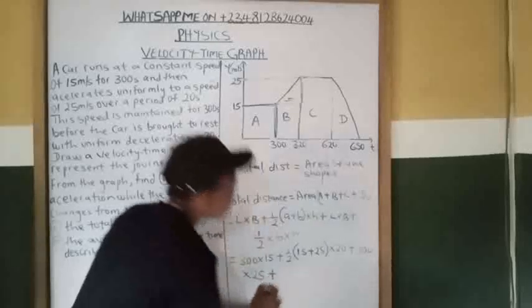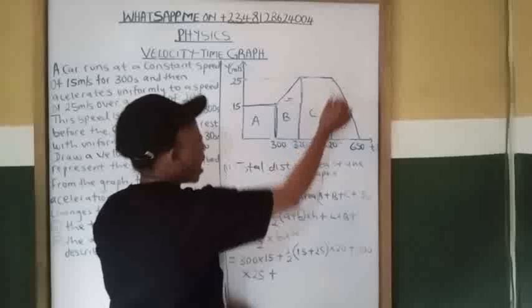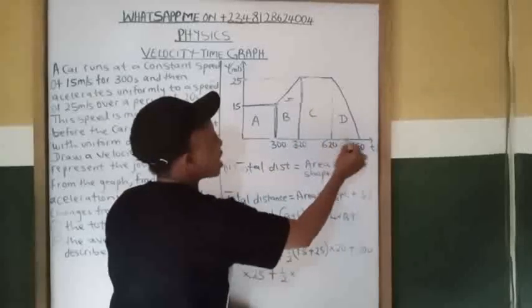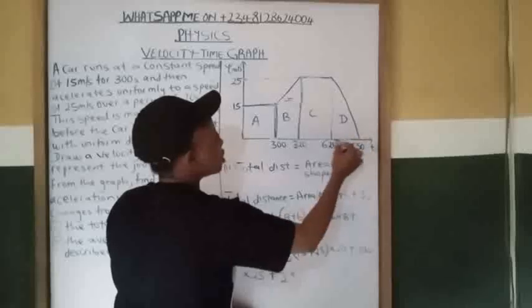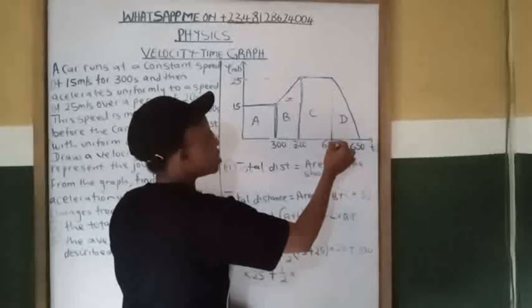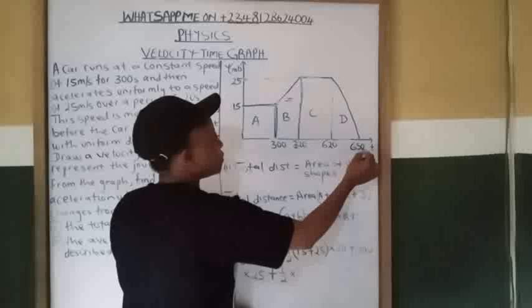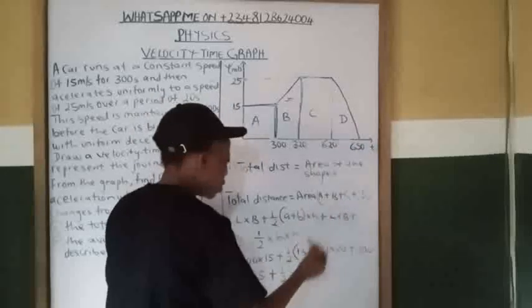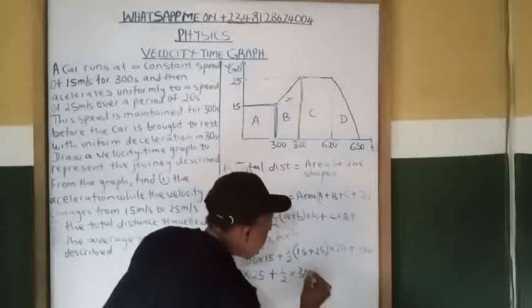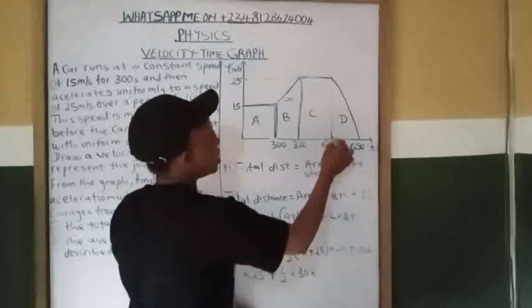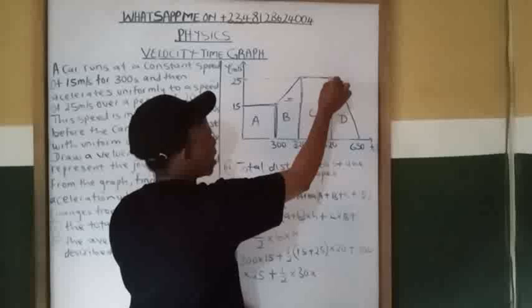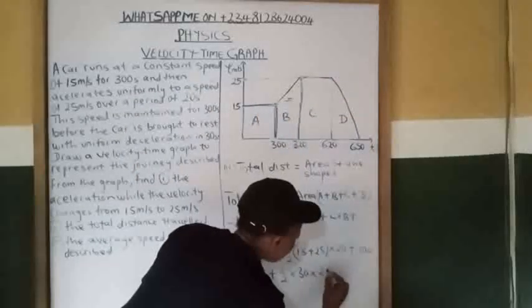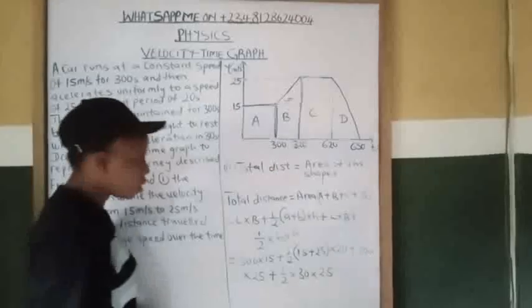Then plus half the base of our triangle. This is the base of our triangle, from 620 to 650. That will be 650 minus 620, which gives us 30. Then multiply by the height. The height of the triangle is from here down to this place. That is 25. Multiply by 25.